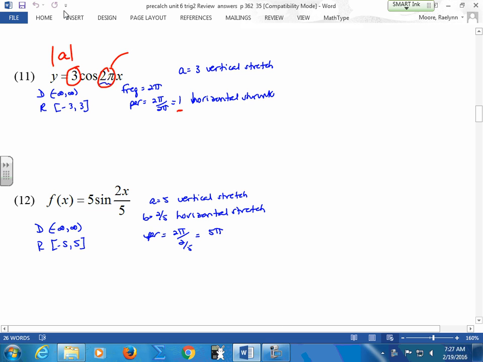Find your vertical stretch. If the amplitude is greater than 1, it's a vertical stretch. If it's a fraction between 0 and 1, then it's a vertical shrink. If you have something out here, like a +2 or -1, this is a vertical shift.